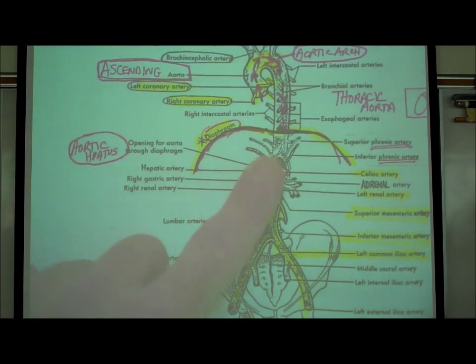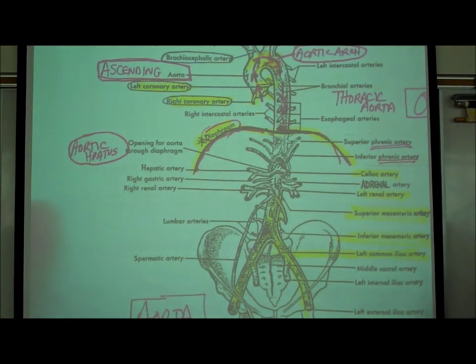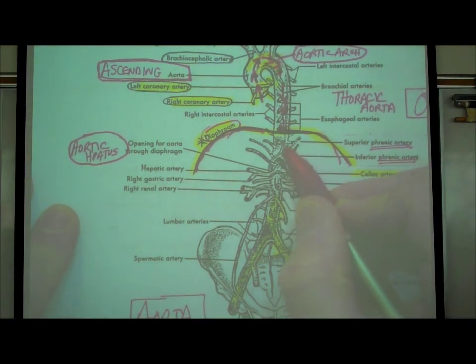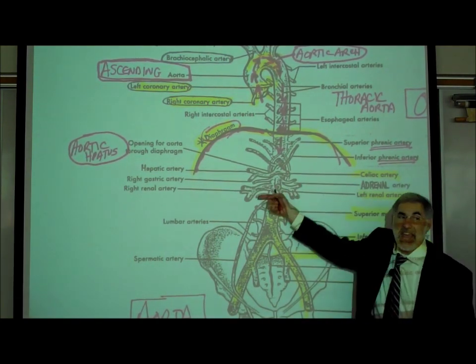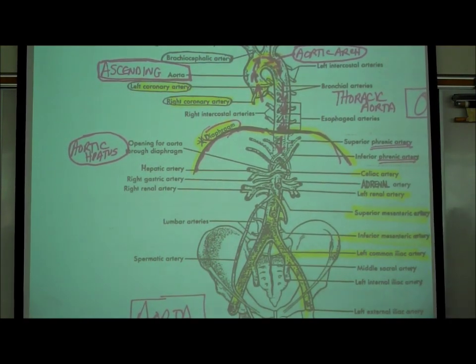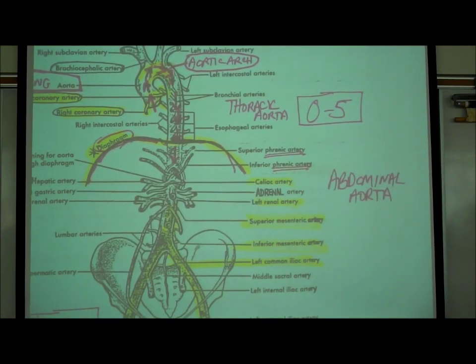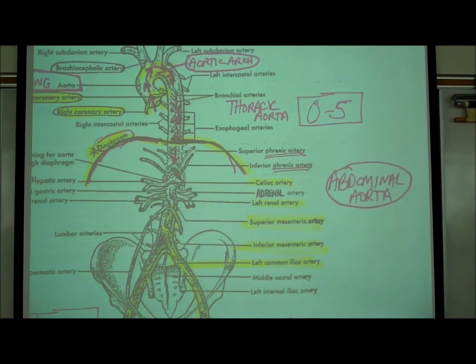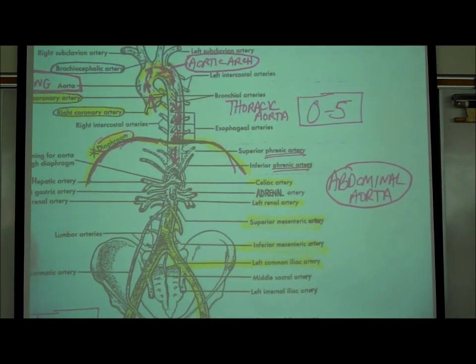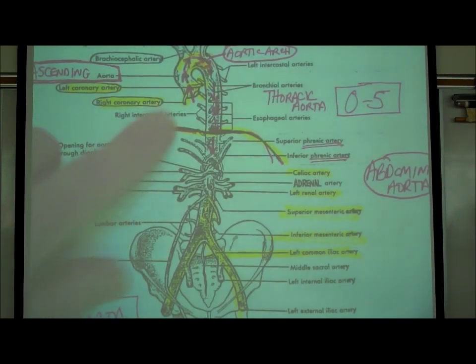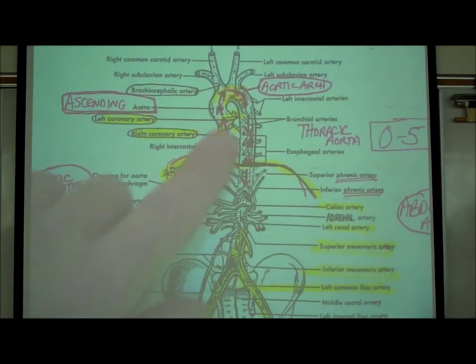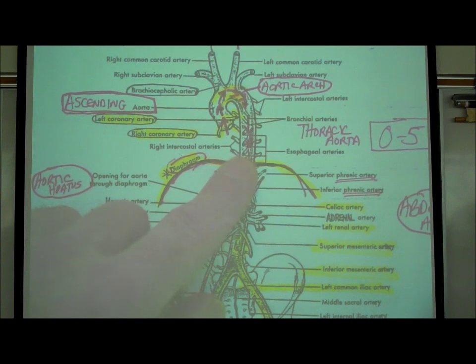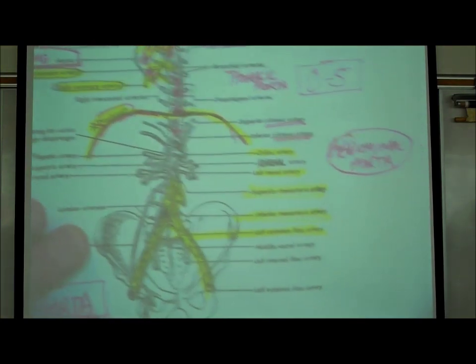So there is a hole in the diaphragm muscle that the aorta goes through, and once it goes through the diaphragm muscle, that hole, now it's in the abdomen. So now we call it the abdominal aorta. So again, to repeat, we have the ascending aorta, the aortic arch, the thoracic aorta, and the abdominal aorta.